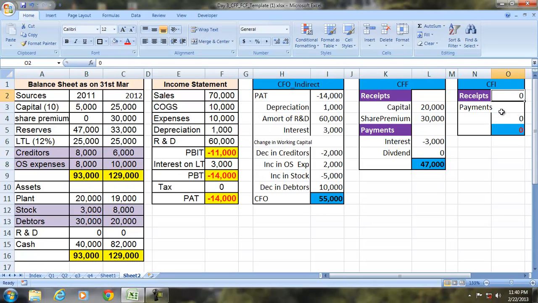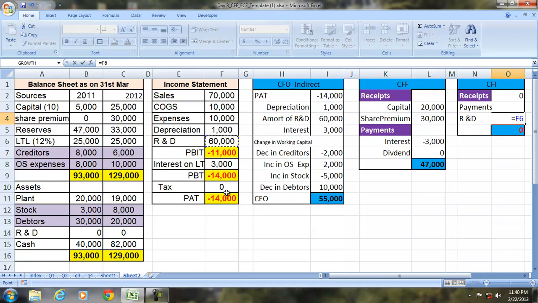We'll take cash from investment decision. There are no receipts from the investment, no income received, no plant sold, so no receipt. So the only payment is with respect to the acquisition of R&D, because the R&D has increased during the period.